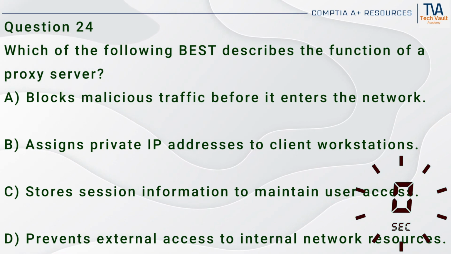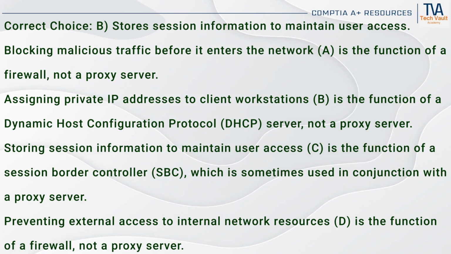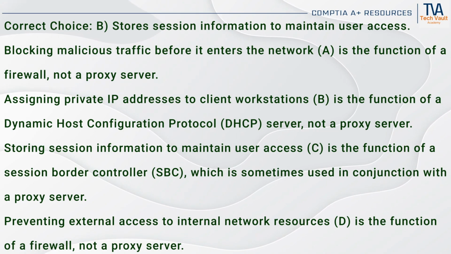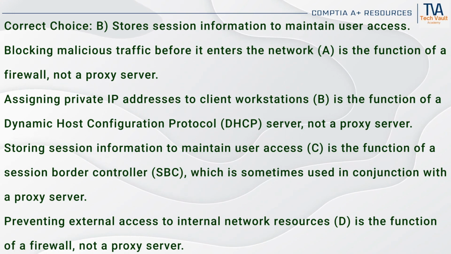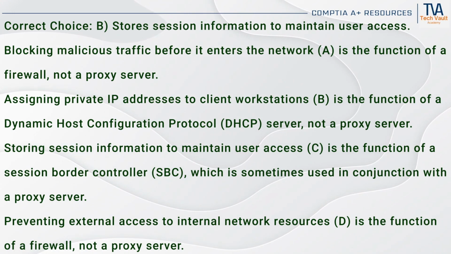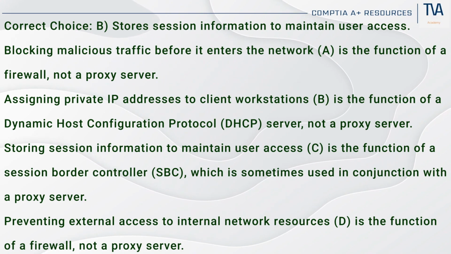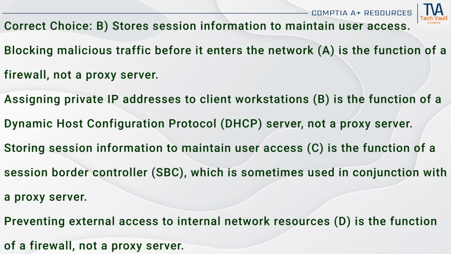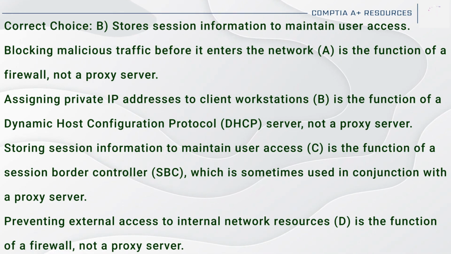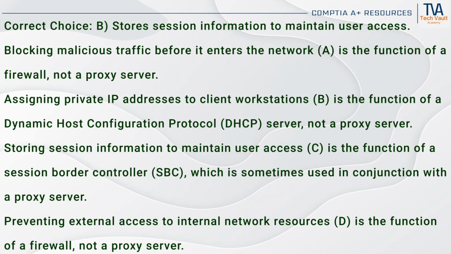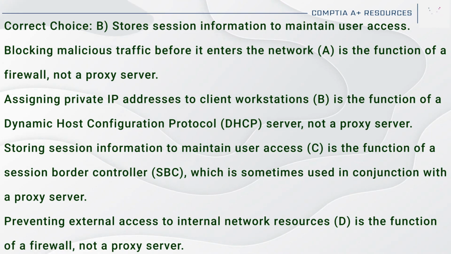Correct choice, B. Stores session information to maintain user access. Blocking malicious traffic before it enters the network, A, is the function of a firewall, not a proxy server. Assigning private IP addresses to client workstations, B, is the function of a dynamic host configuration protocol, DHCP, server, not a proxy server. Storing session information to maintain user access, C, is the function of a session border controller, SBC, which is sometimes used in conjunction with a proxy server. Preventing external access to internal network resources, D, is the function of a firewall, not a proxy server.